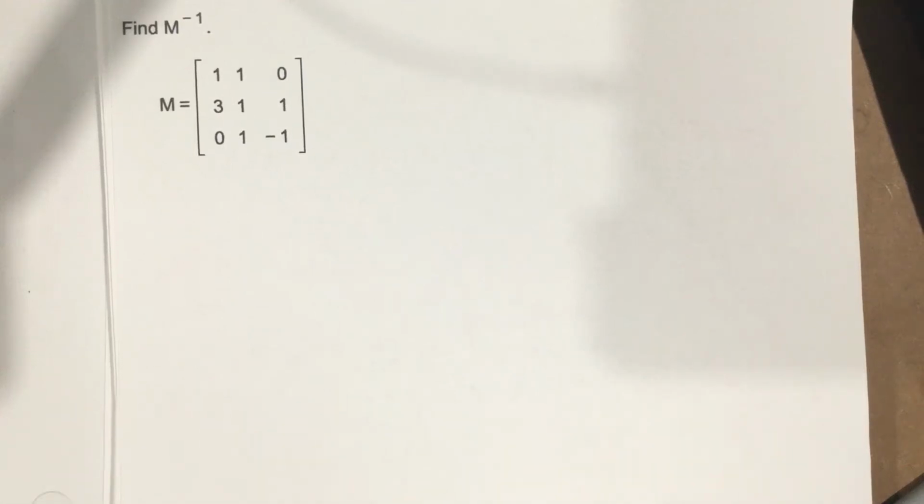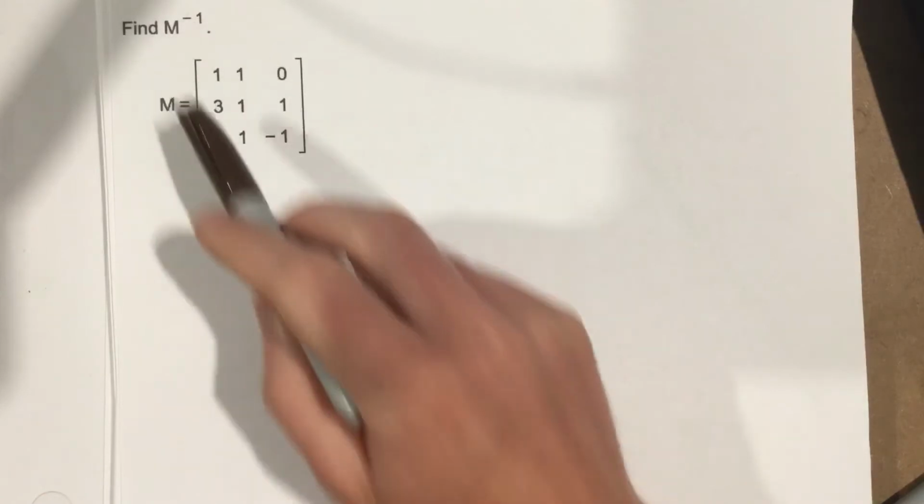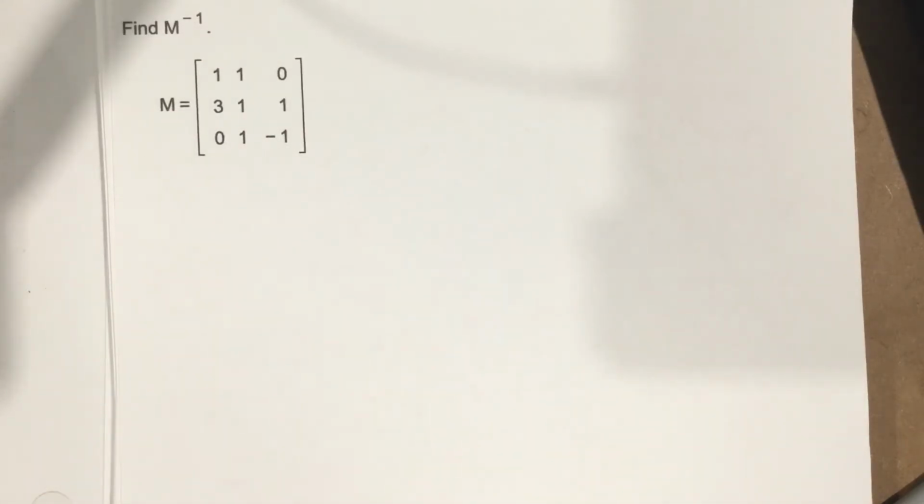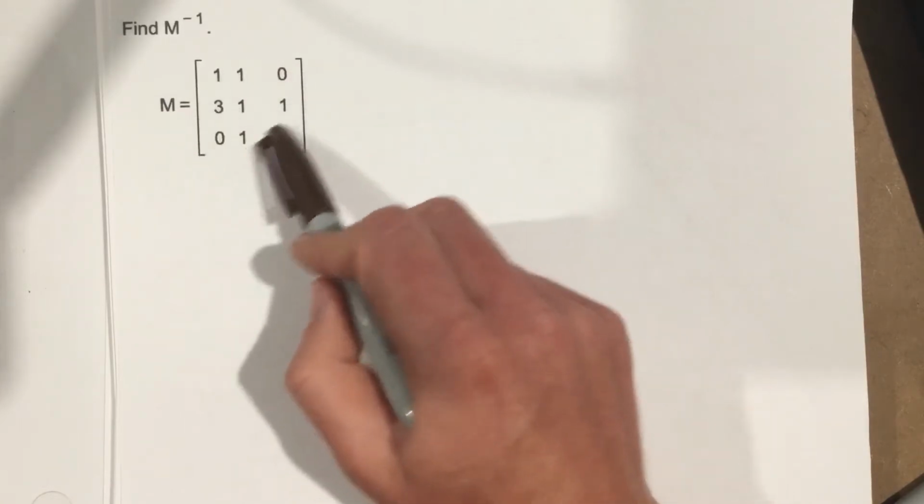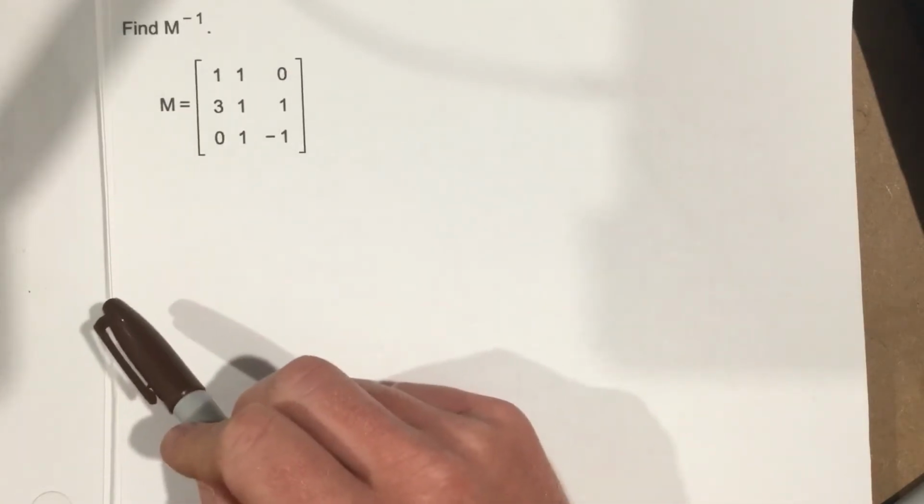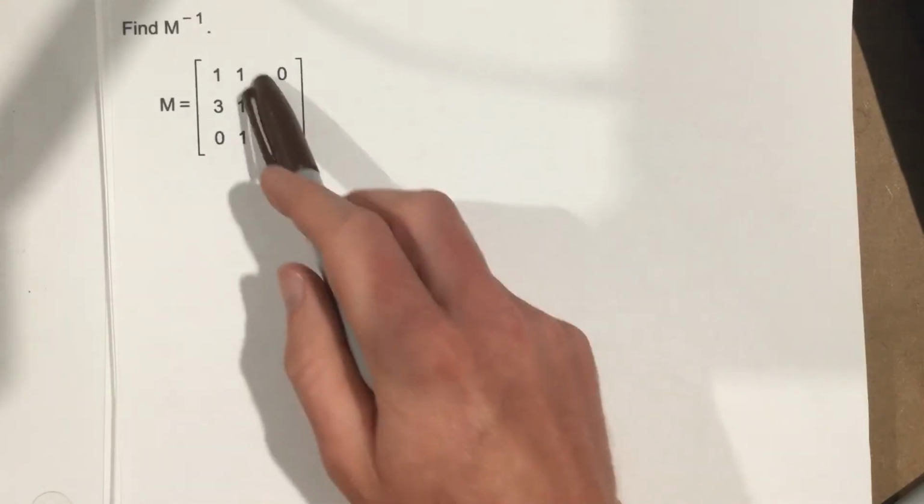This is problem number 4 from section 9.6. In this problem, they say find M inverse, and they give us M equals this 3 by 3 matrix. And what they want us to do is just find the inverse of this.